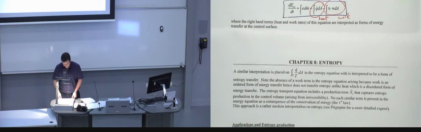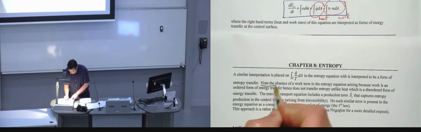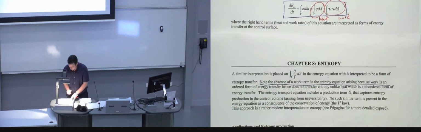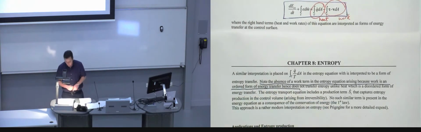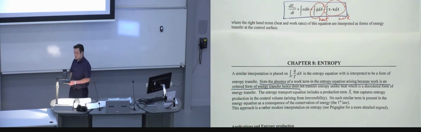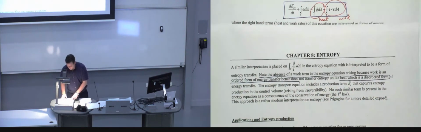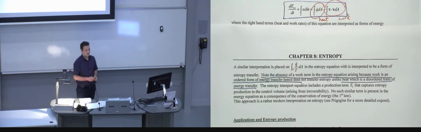If you look at the next page, the absence of the work term in the entropy equation is because work is an ordered form of energy. So far, we've always been saying that entropy is about disorder. So entropy is equivalent to disorder. So the fact that work is an ordered form of energy means that entropy actually doesn't take into account the work, or so work doesn't contribute to the change of entropy. On the other hand, heat, which is a disordered form of energy, actually exists in the entropy equation.